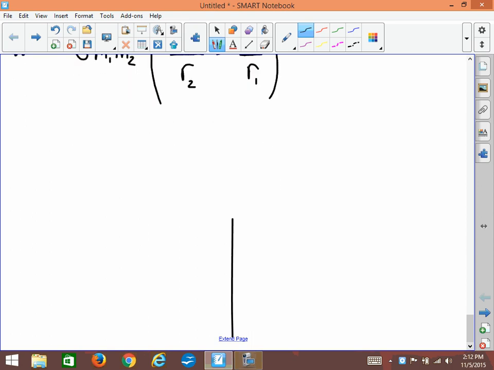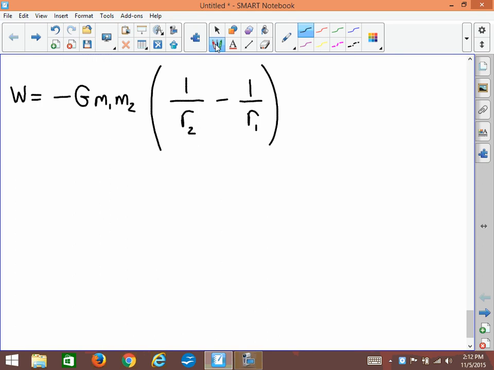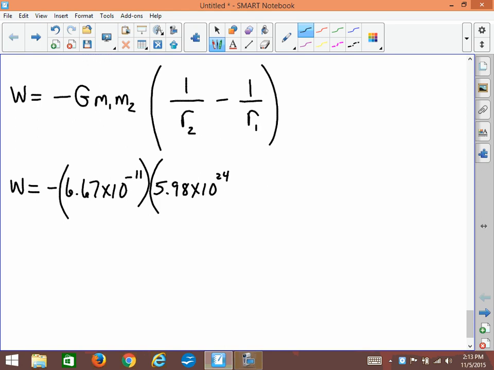Then we put in the numbers. Here they are. Work, or change in energy, is negative G, 6.67 times 10 to the negative 11. Put brackets around it. Mass 1, well, that would be the mass of the Earth, 5.98 times 10 to the 24. You can look that up, or you write it on your sheet somewhere. You'll use that number a lot. That's kilograms. The mass of the spaceship in the question was 1,000 kilograms, so I'll put that in there.